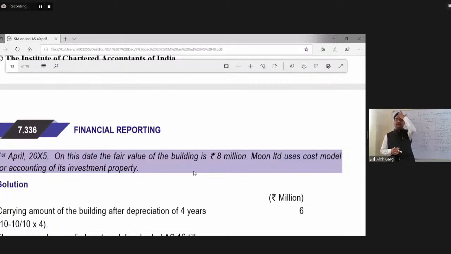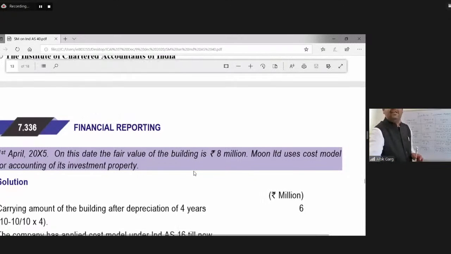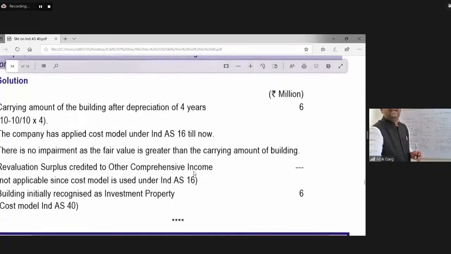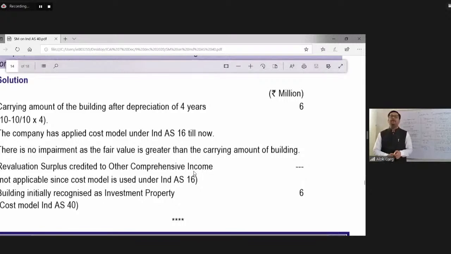Now we need to calculate what is the carrying value of that building under IndAS 16 PPE on the date of transfer. So what is the carrying amount of the building after depreciation of 4 years? The cost is 10 million, and 4-year depreciation is 10 divided by 10 multiplied by 4, which is 4 million. So the carrying value is 6 million. And the company has applied cost model, and hence there is no role of fair value here. There is no impairment as the fair value is greater than the carrying amount of the building.